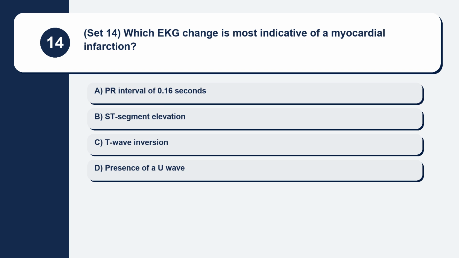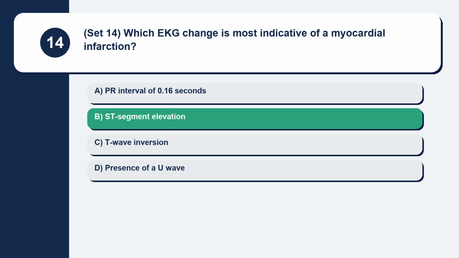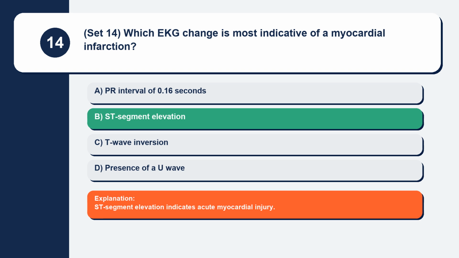Question 14. Set 14. Which EKG change is most indicative of a myocardial infarction? PR interval of 0.16 seconds, ST segment elevation, T wave inversion, presence of a U wave. ST segment elevation indicates acute myocardial injury.